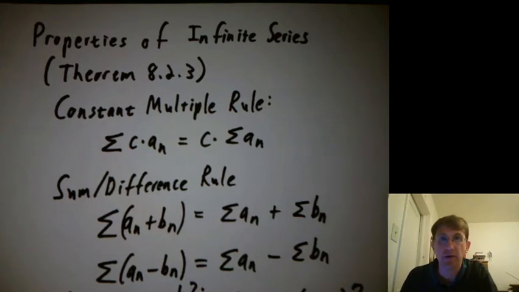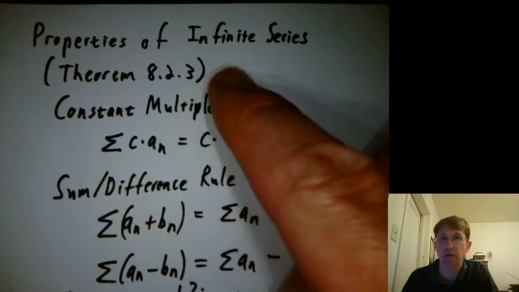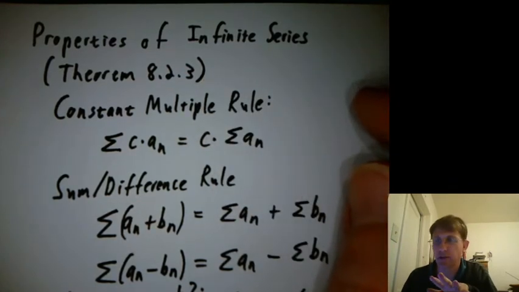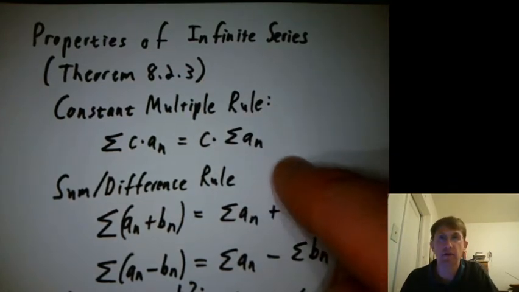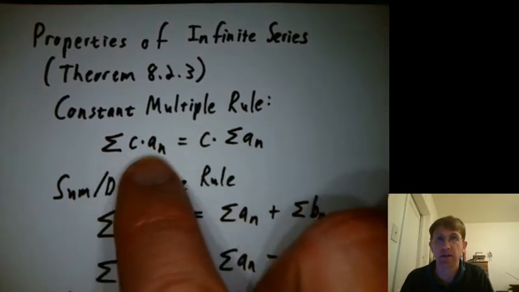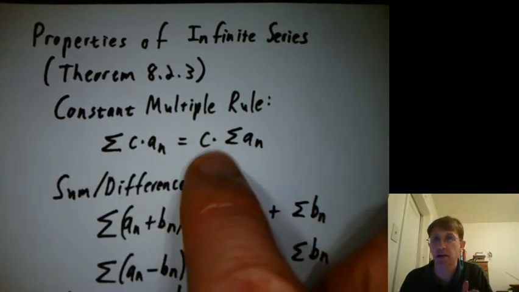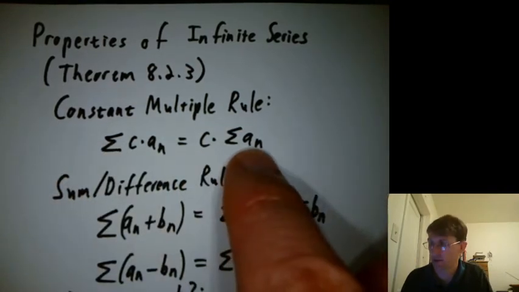Let's take a quick tour of some of the properties of infinite series. This is copied from Theorem 8.2.3, which has a bit more detail, so you should really go read it, but I just want to give the high-level overview here. We've already used this idea that if you have a constant times each term, you can pull that constant out in front of the sum and just get the constant times the series, so that's fine.